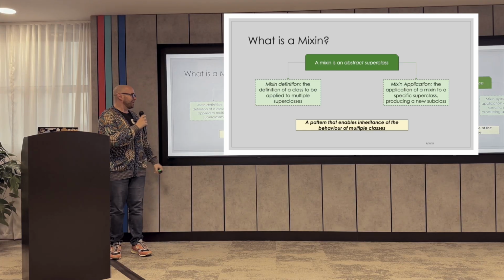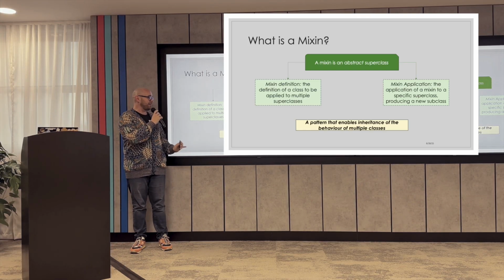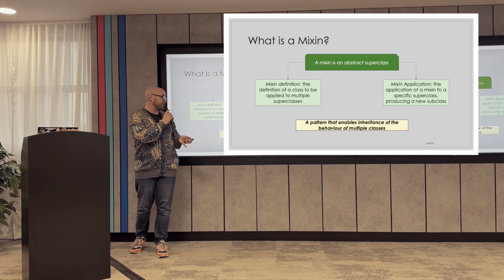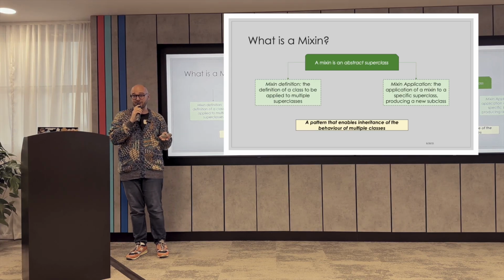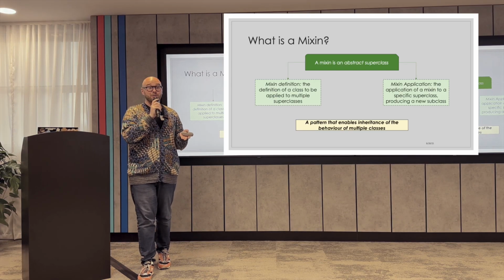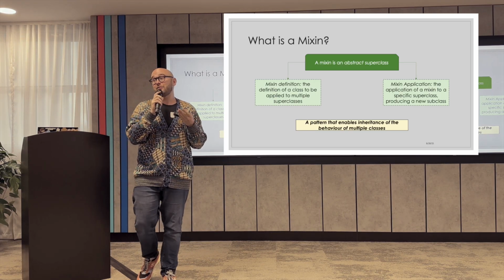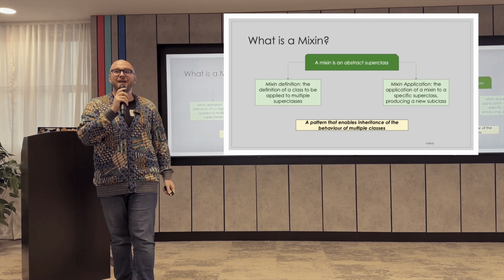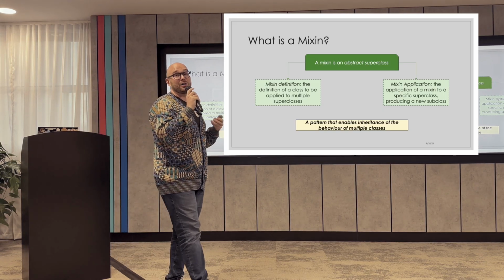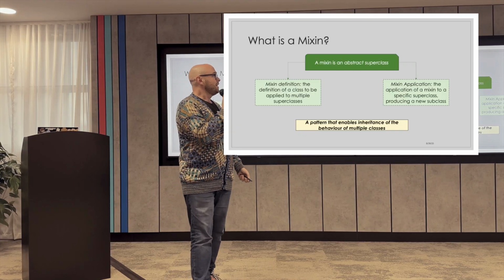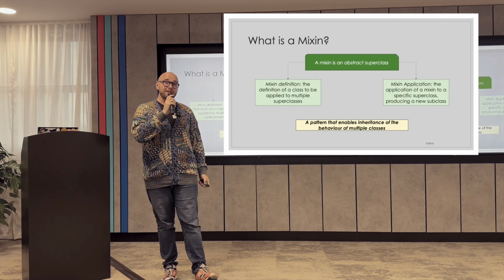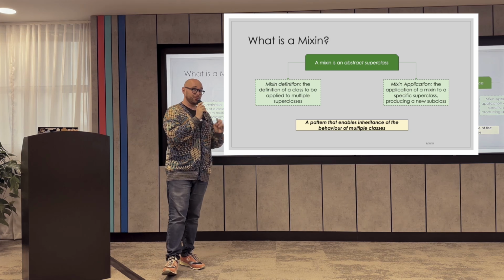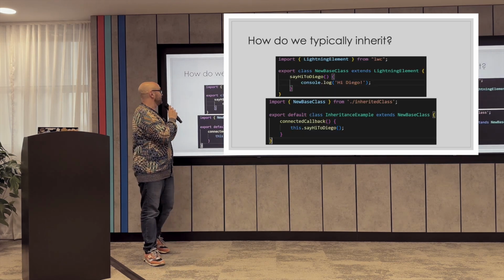Oh, I love it. Really what we care about is it's a pattern that enables inheritance of the behavior of multiple classes. All of you, we're at a developer meetup, have worked with Apex, have worked with JavaScript. You know about inheritance, presumably, so you know how classes can extend each other. A mixin is kind of like that, but more flexible, and we'll go through exactly how.